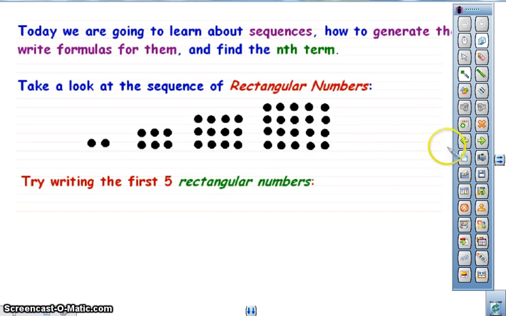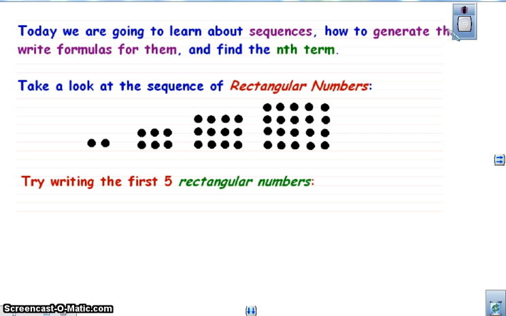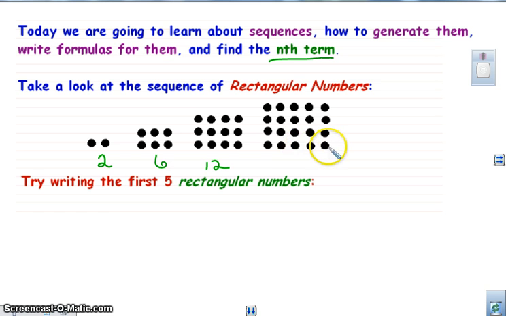As we continue in our notes, today we're going to talk about sequences and how we can generate them. As we look at this, we're going to look to write formulas to find the nth term. So we talked about the first, second, third term. If we are writing this one, we want to take a look at our pattern for rectangular numbers. Here we have 2 times 1, 6, we have 3 times 4, or 12 dots. This one has 5 times 4, 20.